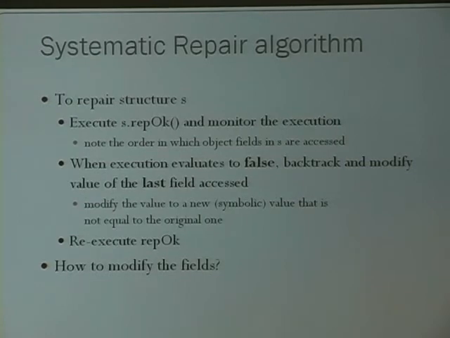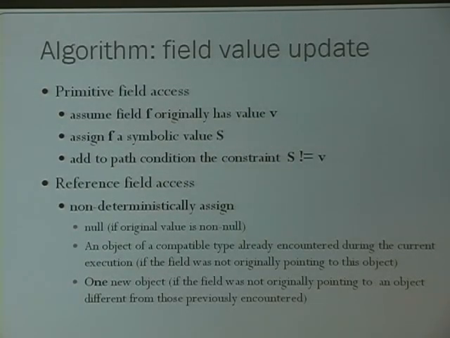Now, how do we modify these fields? If the field is a data field, we change it into a symbolic value. And we say, OK, this field was 5, for example, and we had a corruption in the structure.